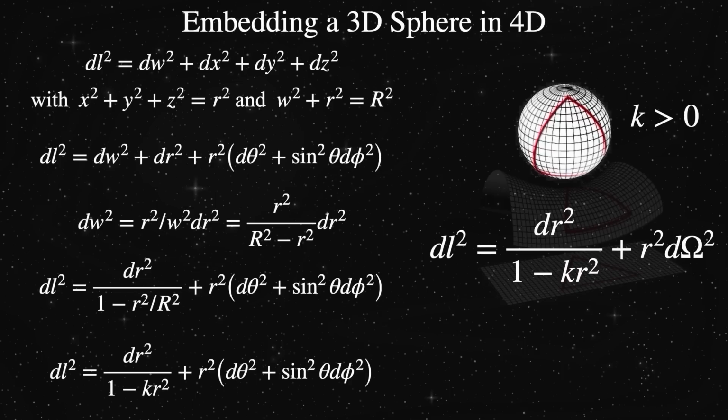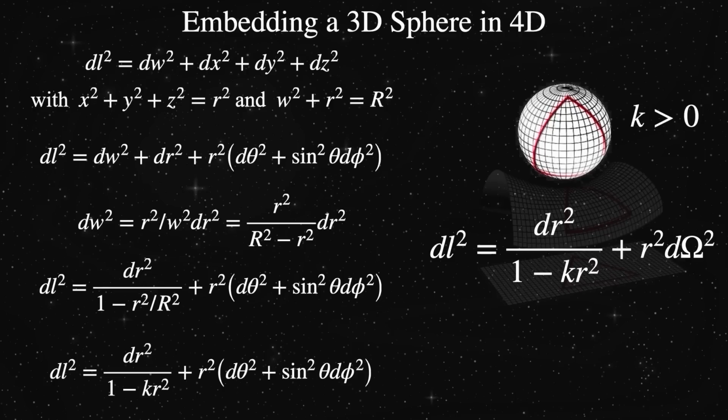With that, let's see what the form looks like when we embed a 3-surface into a 4-ball. Let's start with a space that has 4 spatial dimensions. We have our familiar x, y, and z, and now we'll toss in a mystical w. The Cartesian spatial length element is given at the top. A small change in distance, dl, is the sum of the squares of the little changes in each coordinate distance.